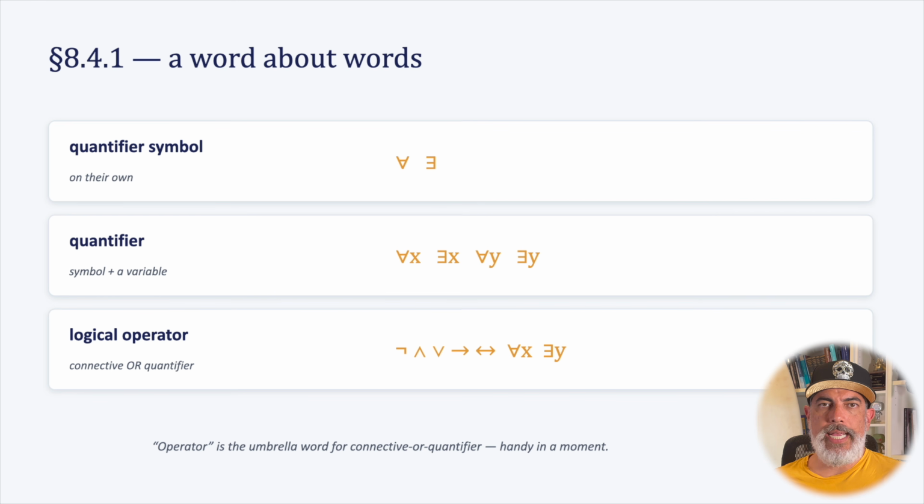Now let's look for a second at terminology. First, the upside down A and the backwards E are called quantifier symbols. It's only when you attach a variable to those quantifier symbols that you call it a quantifier. So the upside down A with an x, that would be a quantifier. And if we're talking about either a connective or a quantifier, we call those logical operators, or just operators.